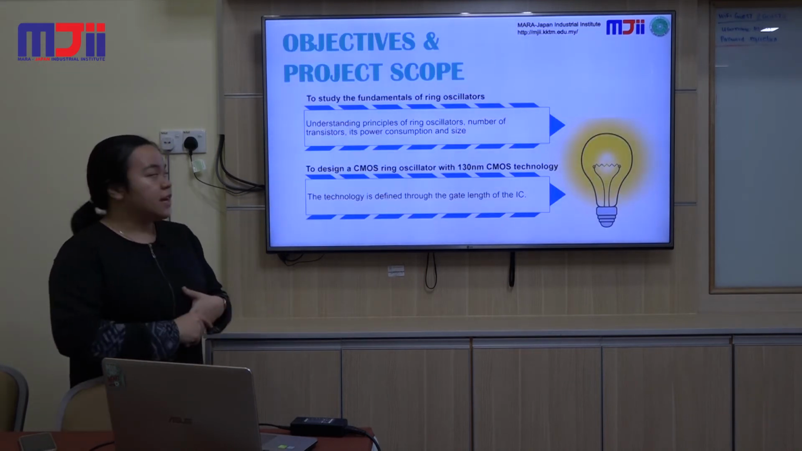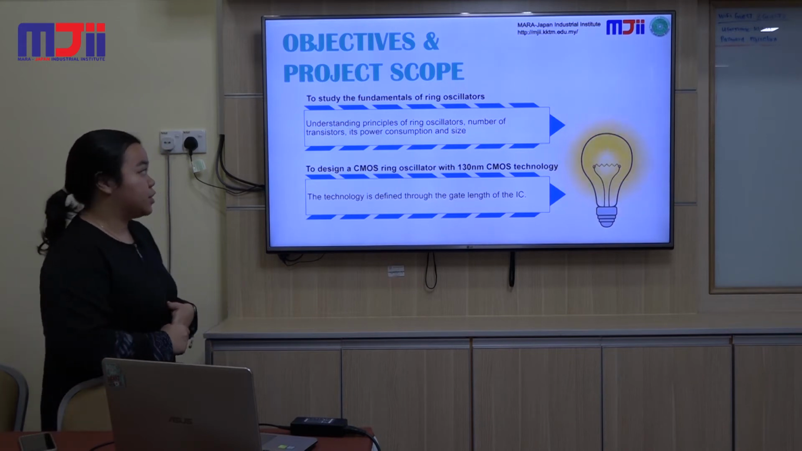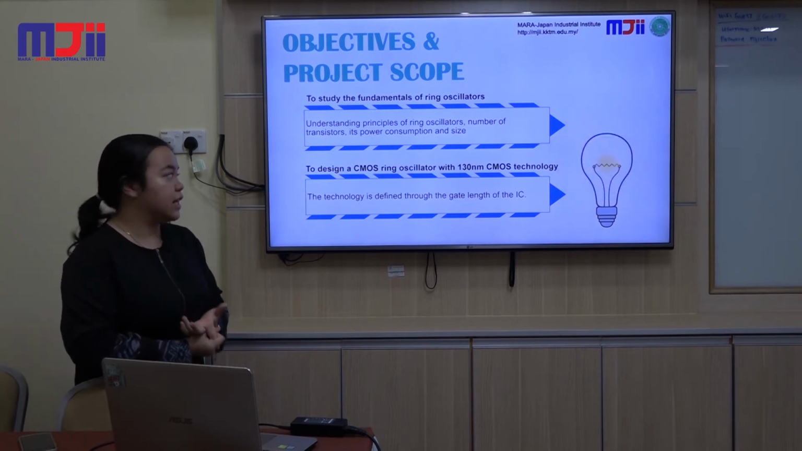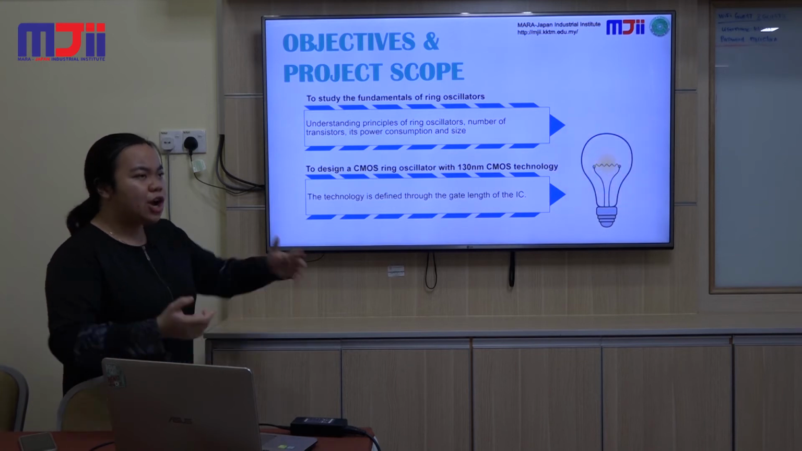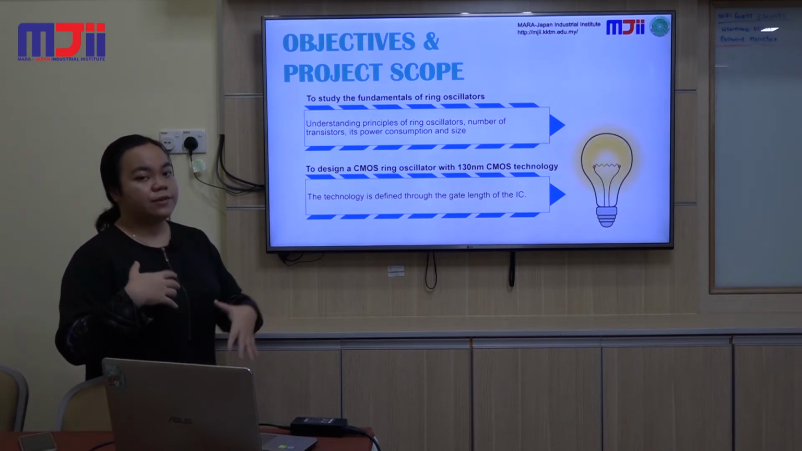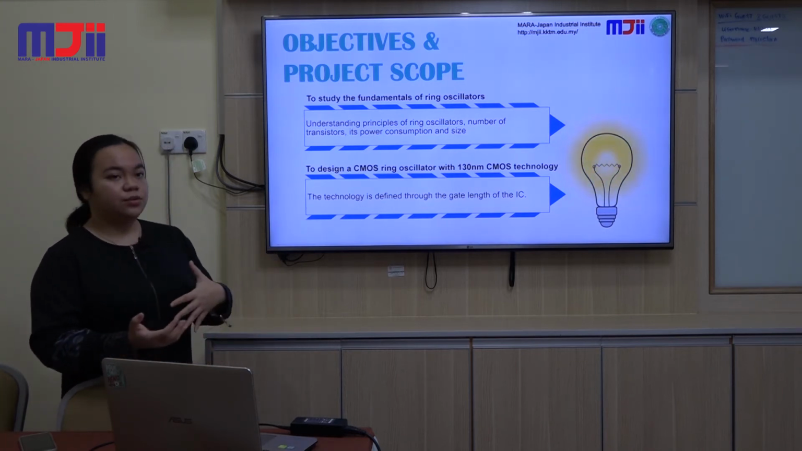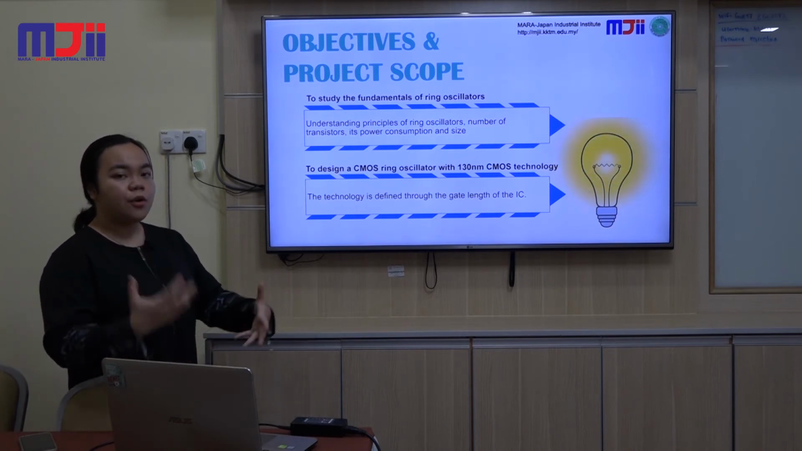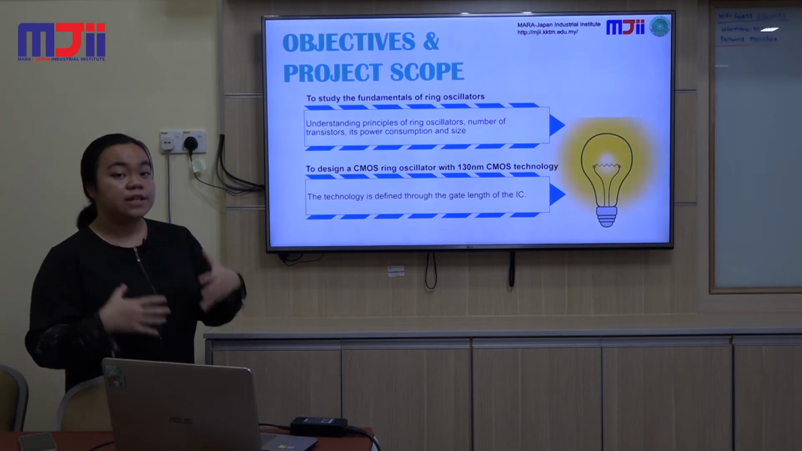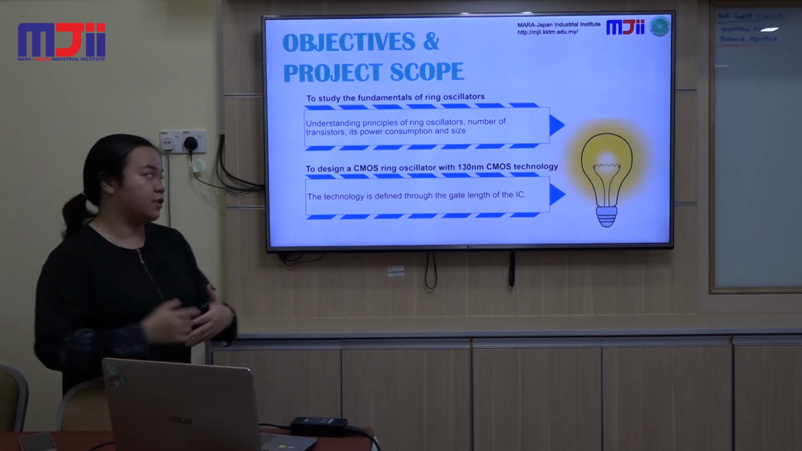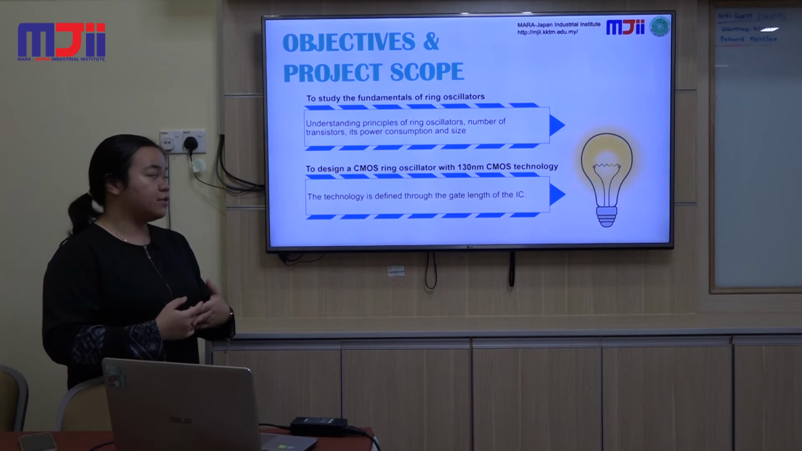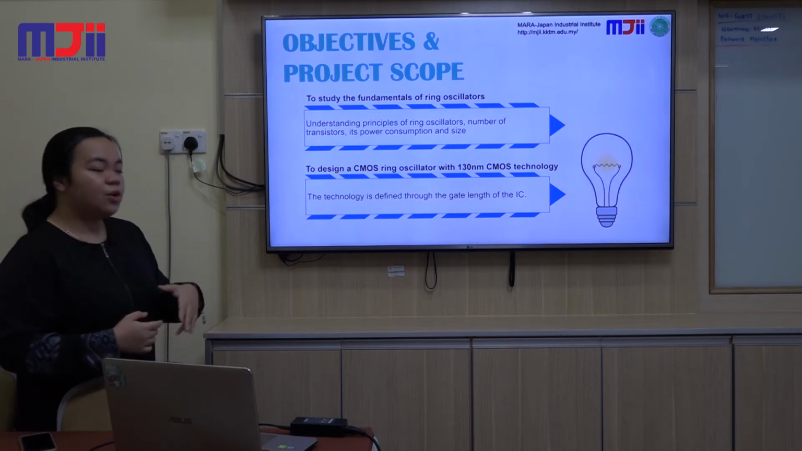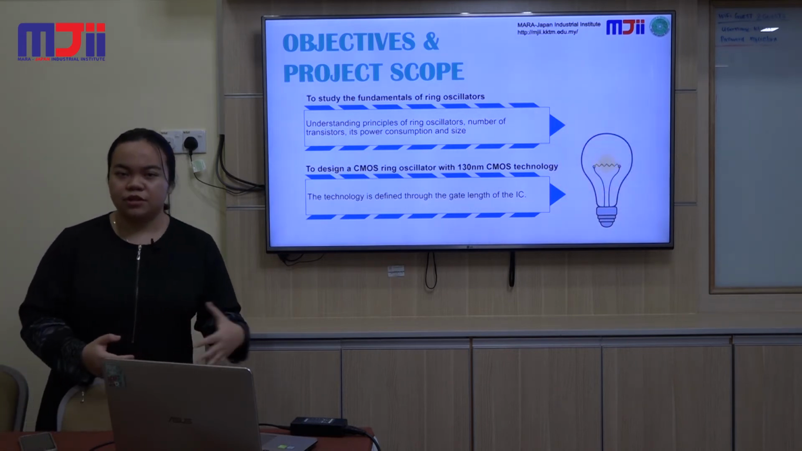Okay. Next, we move on to my objectives as well as my project scope. Firstly, I'd like to study the fundamentals of ring oscillator, which means that I'd like to know how a ring oscillator works. I'd like to know how many transistors are in the ring oscillator, how much power it consumes, and also the size of an appropriate ring oscillator. Secondly, I'd like to design a CMOS ring oscillator with 130 nanometer CMOS technology.